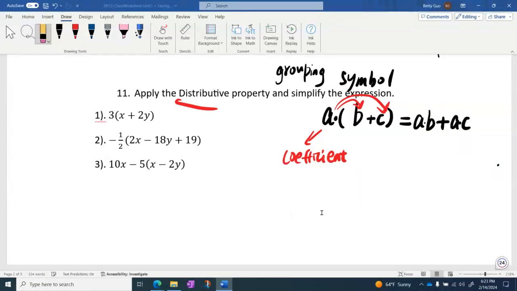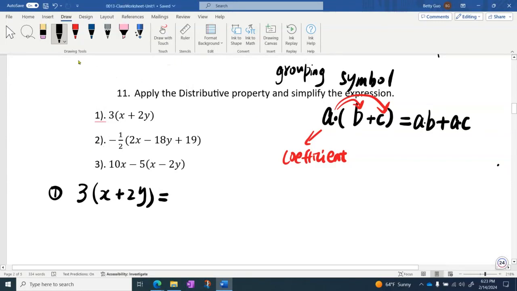Okay, the best way to really understand this property is to use it. Let's practice it. Number one, let's read the question. Apply the distributive property and simplify the expression. Number one, the expression is 3 times (x plus 2y). You have a parenthesis here, right? You have a grouping symbol here in the expression.